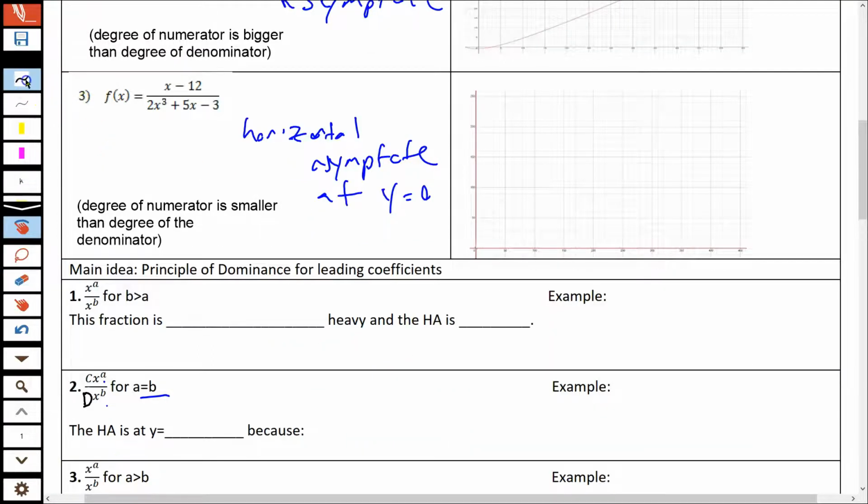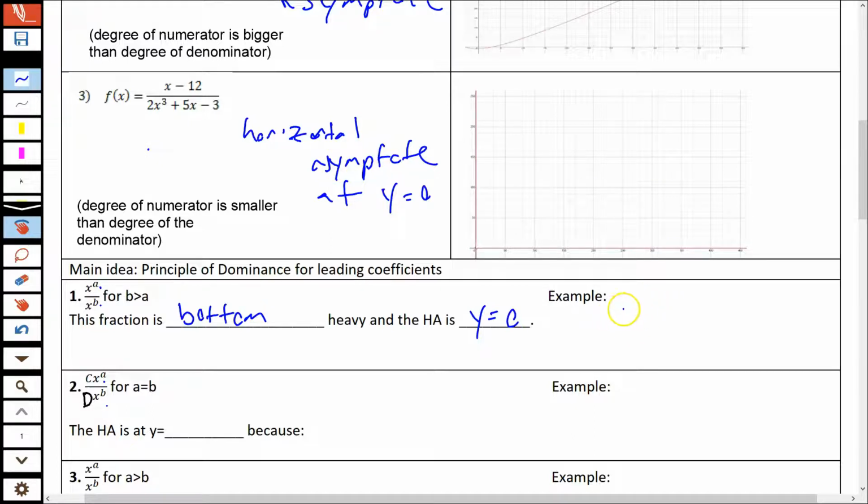Okay, so our main idea here is that the degree of the numerator and the degree of the denominator determine where these horizontal asymptotes are. So if b is bigger than a in case number 1, meaning the exponent on the bottom is bigger than the one on the top, the fraction we'd say is bottom heavy. Bottom's growing faster. And the horizontal asymptote is y equals 0, right? So that was case number 3 here.